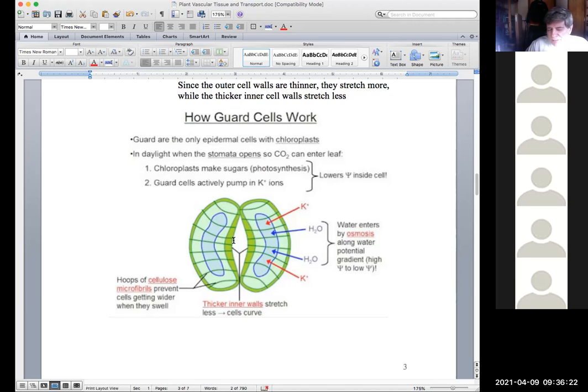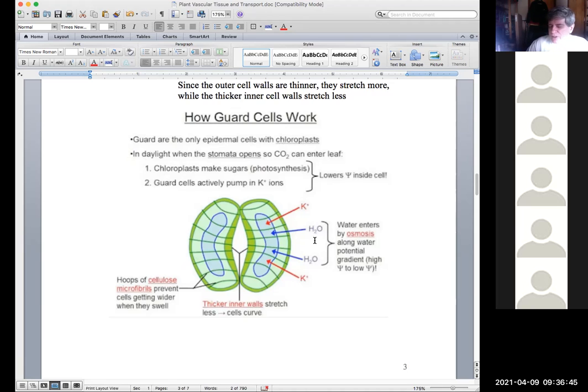Guard cells have some bands of cellulose, and the bands of cellulose run perpendicular to this long axis, and they circle the cells. And what these bands of cellulose do is they stop the cell from expanding. So it can't really get any larger.